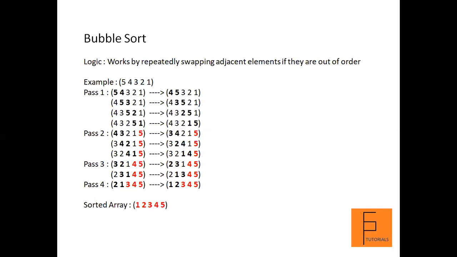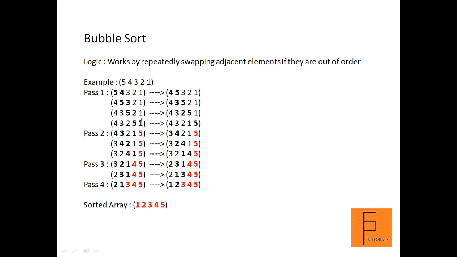So what will I do? I will swap them. So I'll swap 5 and 4 to get 4 and 5. Now next, I again check the next two elements. The next two elements are 5 and 3. Again they're out of order, because if it has to be in ascending order, they have to be in increasing sequence, not in decreasing sequence. So 5 and 3 are out of order. So I swap and I get 3 and 5.